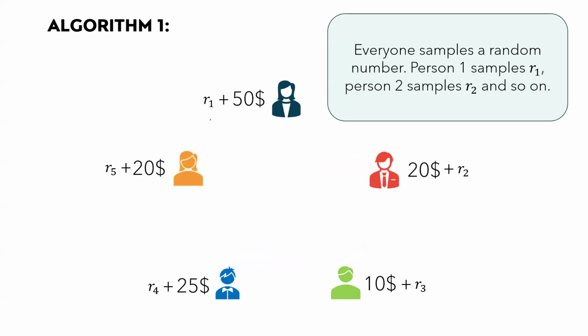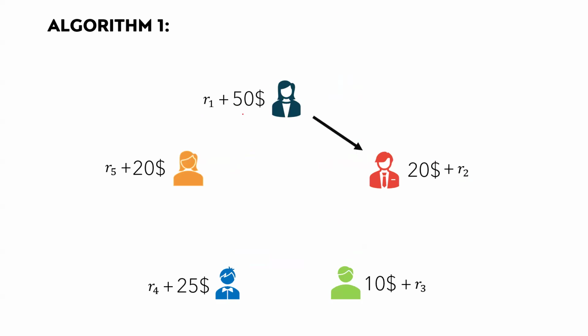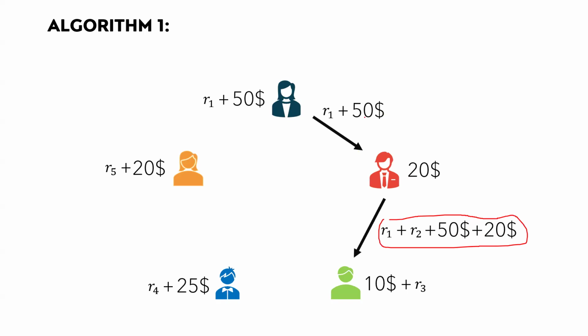Okay, so here's my proposed algorithm one. It might be good, it might be bad. Let's see, right? Everyone's going to sample a random number. Person one samples R1, person two samples R2, and so on, right? We're going to add your sample value to your salary, and then we're going to send it, right? So how do we send it? Well, person one just takes R1 plus 50, sends it along to person two. So person two gets R1 plus 50, right? And then after that, person two is going to send R1 plus 50 plus R2 plus 20, right?